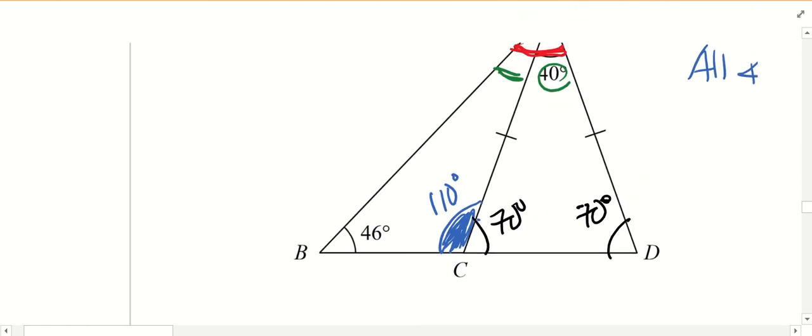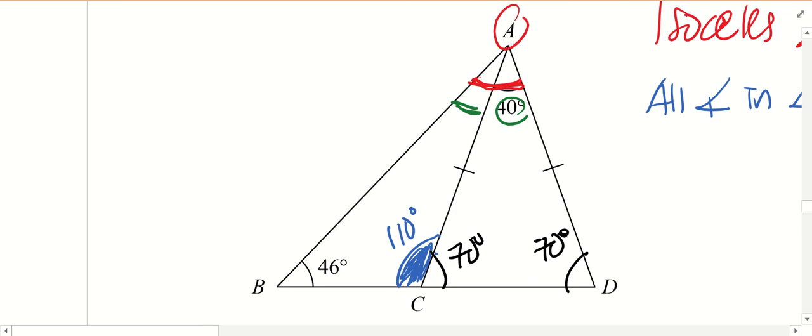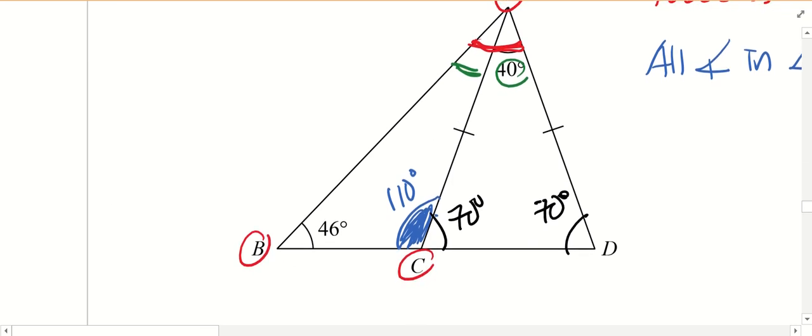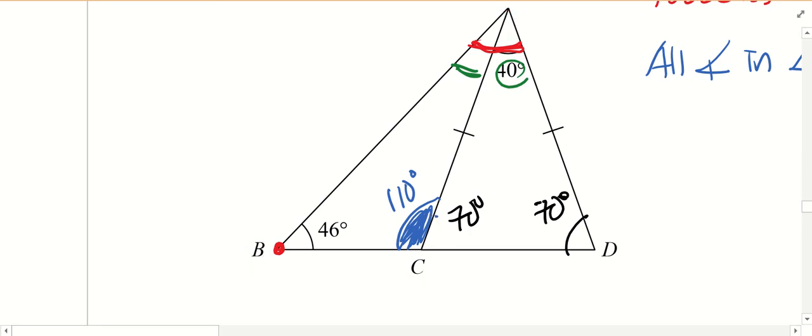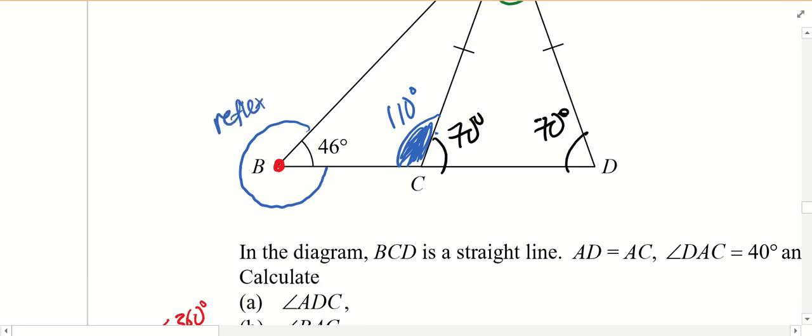What exactly is angle ABC reflex? We trace the letters A, B, C, so we're looking at this part over here. Which one is the reflex? I'm going to mark it out with a blue color pen. The reflex of angle ABC is actually this big one over here. So this is the reflex angle ABC.